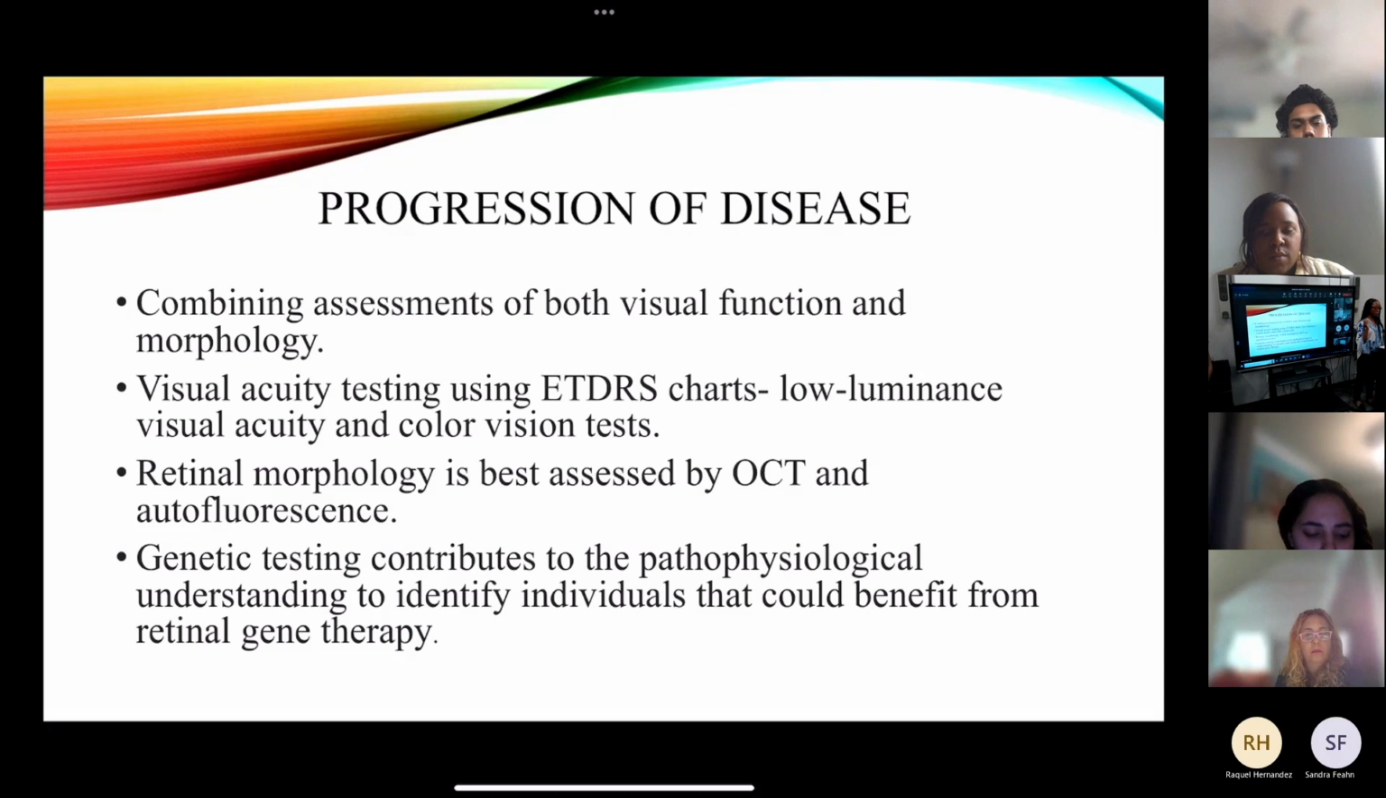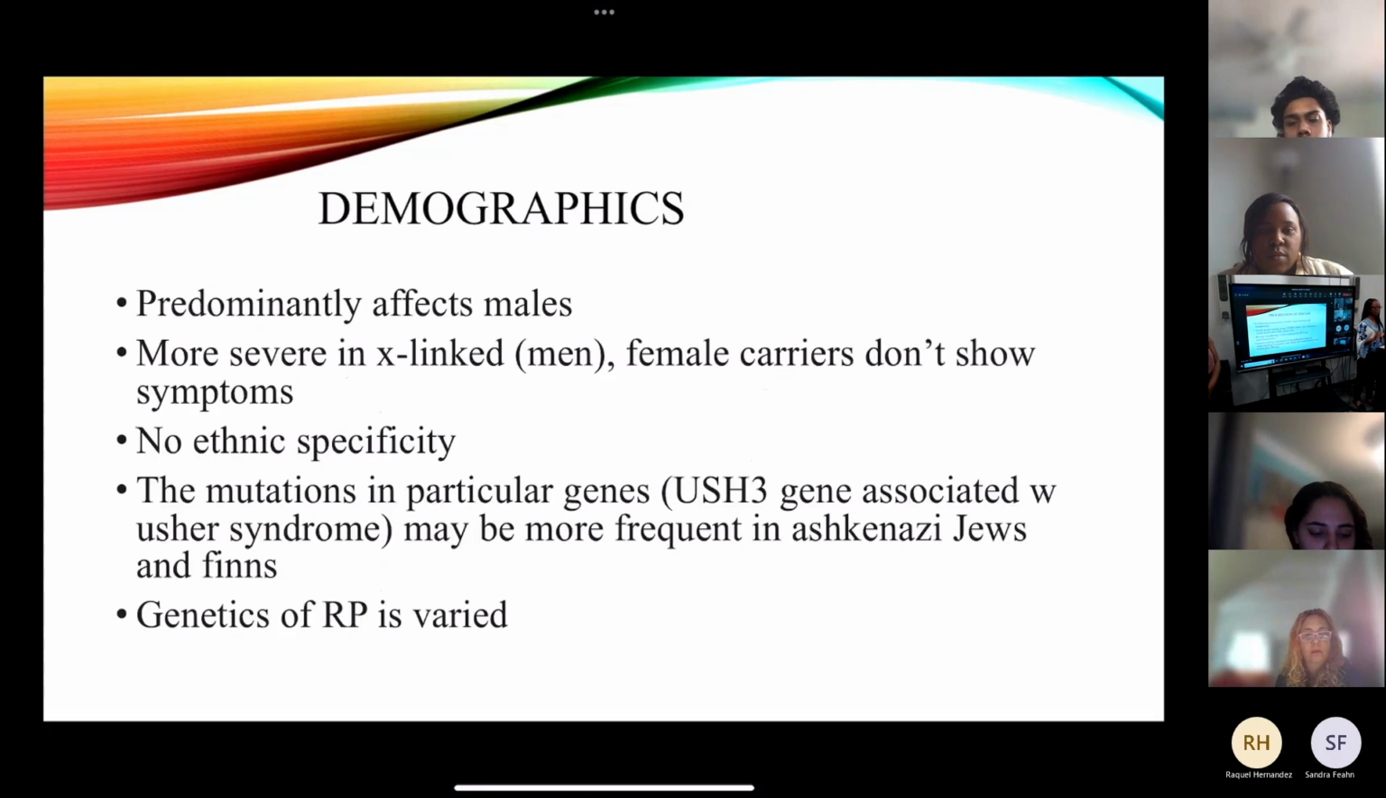Genetic testing contributes to the pathophysiological understanding to identify individuals that can benefit from retinal gene therapy. As for the demographics, it's more severe in X-linked, which are men. Female carriers tend to not show any symptoms. There's no specific ethnicity that it affects. However, mutations in particular genes, such as the Usher USH3 gene that Jacinda was talking about earlier, may be more frequent in Ashkenazi Jews and Finns. And the genetics of RP is varied.